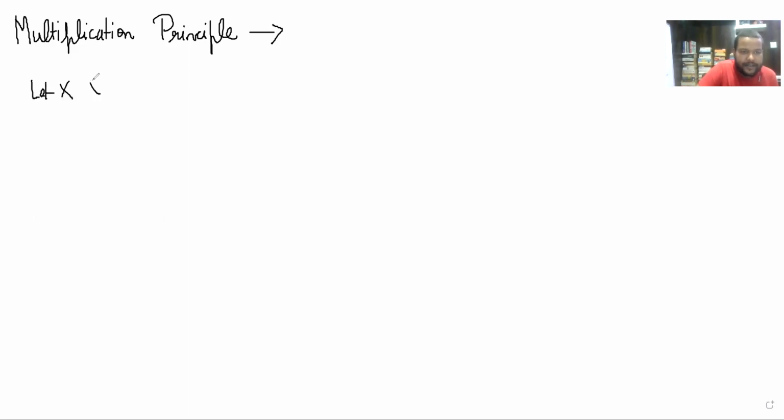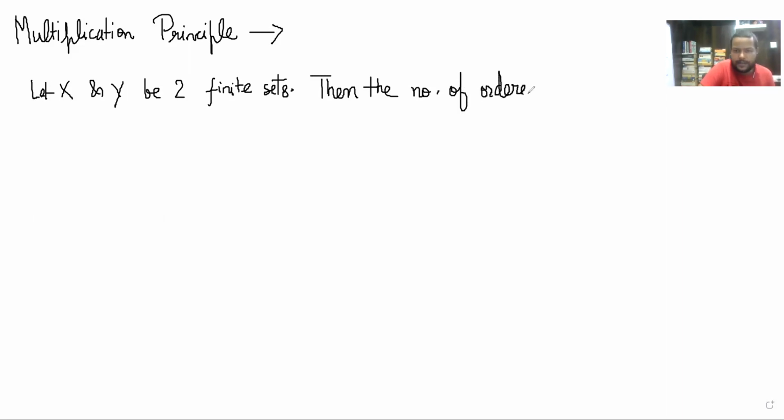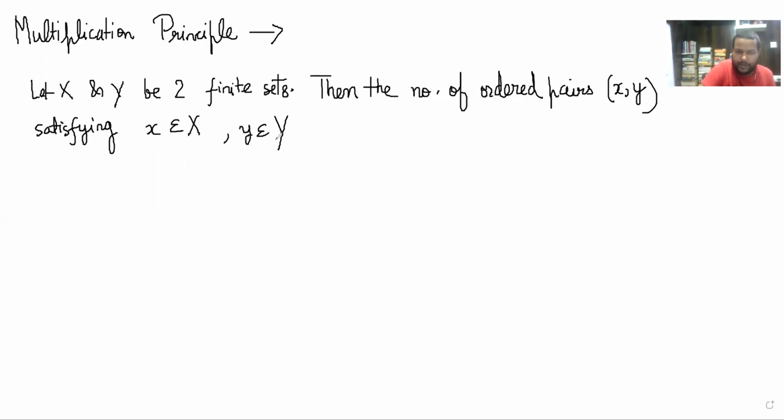Let X and Y be two finite sets. Then the number of ordered pairs (x, y) satisfying x belongs to X and y belongs to capital Y is simply mod of X multiplied by mod of Y. So this is the basic multiplication principle.